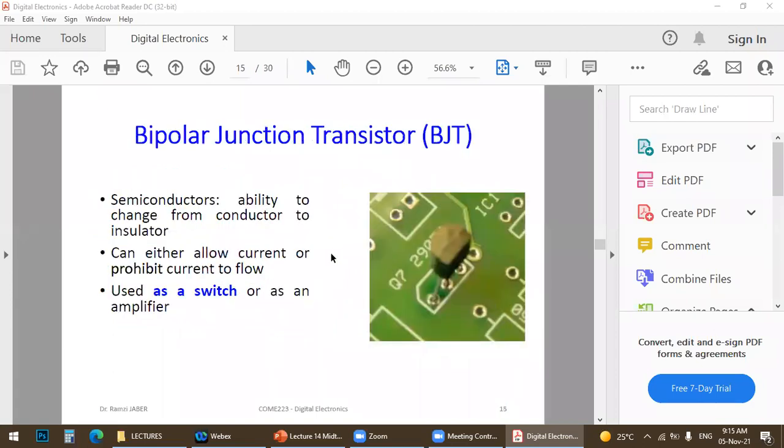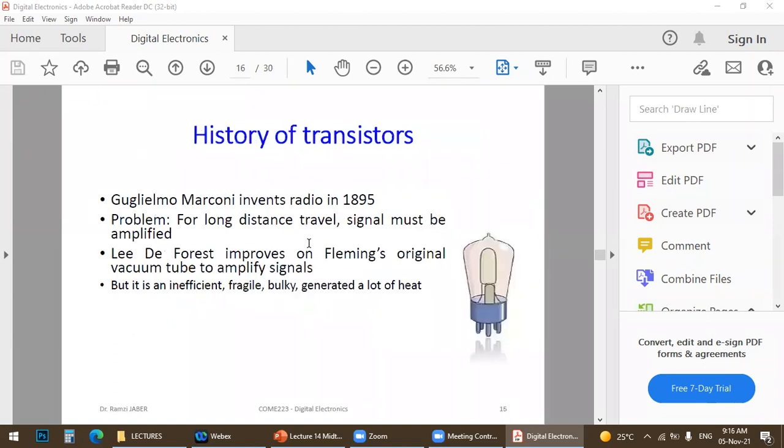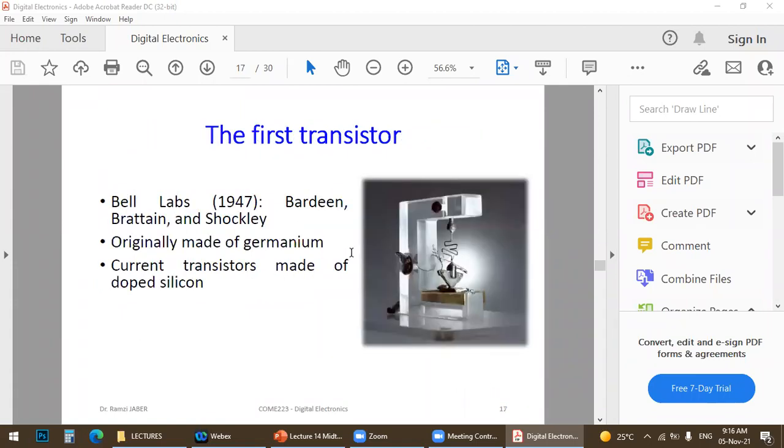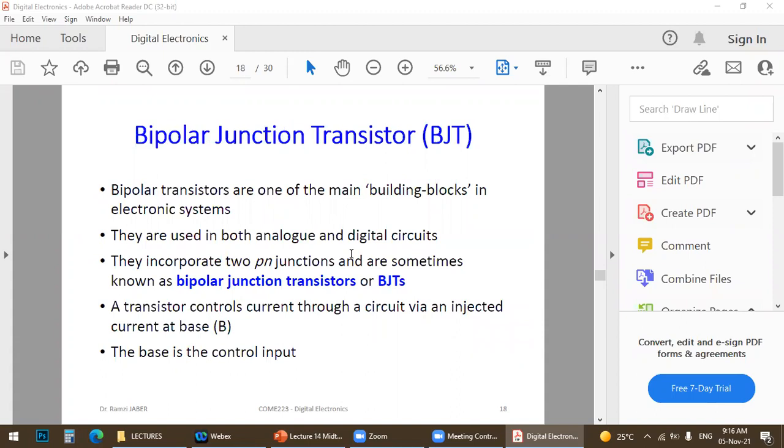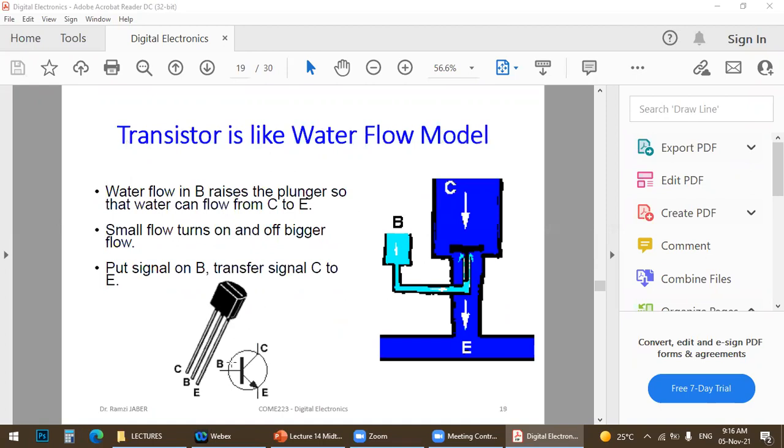Now, the BJT, bipolar junction transistor. Read about it. We use the transistor as a switch, on and off. History of the transistor: doctor, would you really put history in the MCQs? No. But definitions, yes. In multiple choice we have some definitions. The base is the control input. Inside the transistor we have the collector, base, and emitter, CBE.